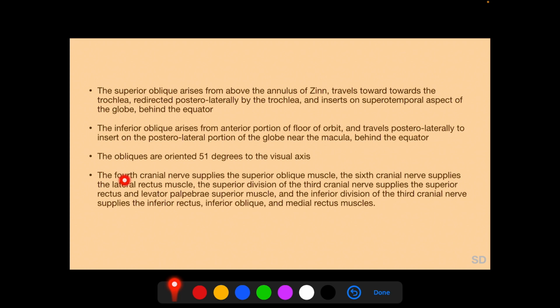The fourth cranial nerve supplies the superior oblique muscle. The sixth cranial nerve supplies the lateral rectus muscle. The superior division of the third cranial nerve supplies the superior rectus and the levator palpebrae superioris muscle, and the inferior division of the third cranial nerve supplies the inferior rectus, the inferior oblique, and the medial rectus muscles.